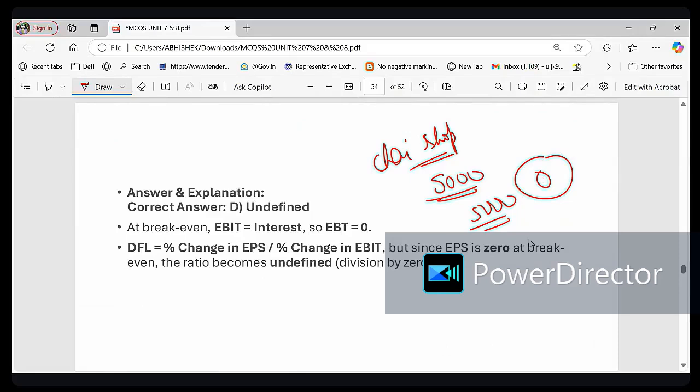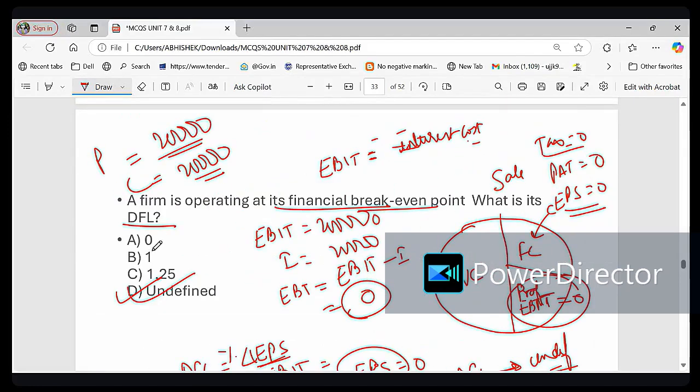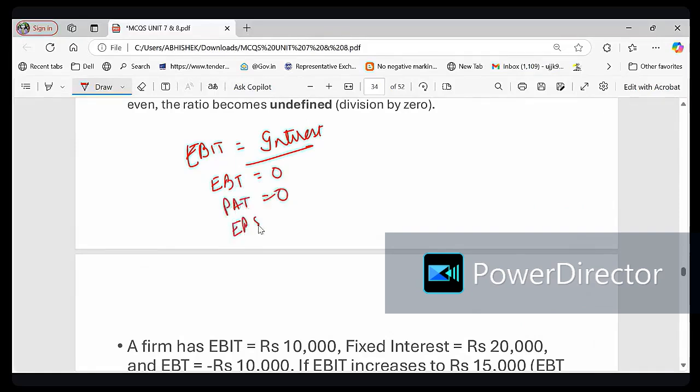That is what DFL is like here. You can't calculate it at break even, right? So I hope it is clear. At break even, what is the DFL? It is undefined, right? So remember, at break even, your EBIT will become equal to the interest, EBT will become equal to zero, PAT will become equal to zero, and EPS will become equal to zero, right? And therefore, DFL becomes undefined.